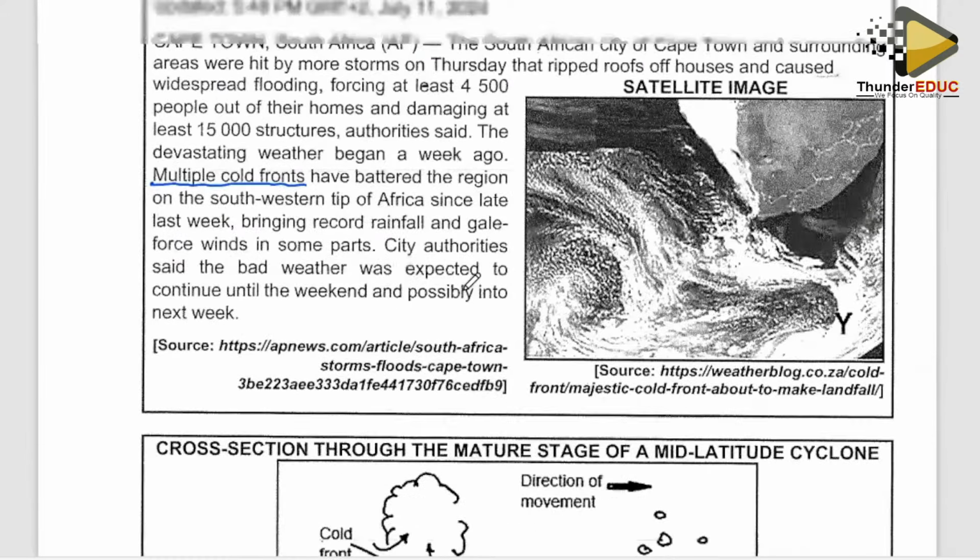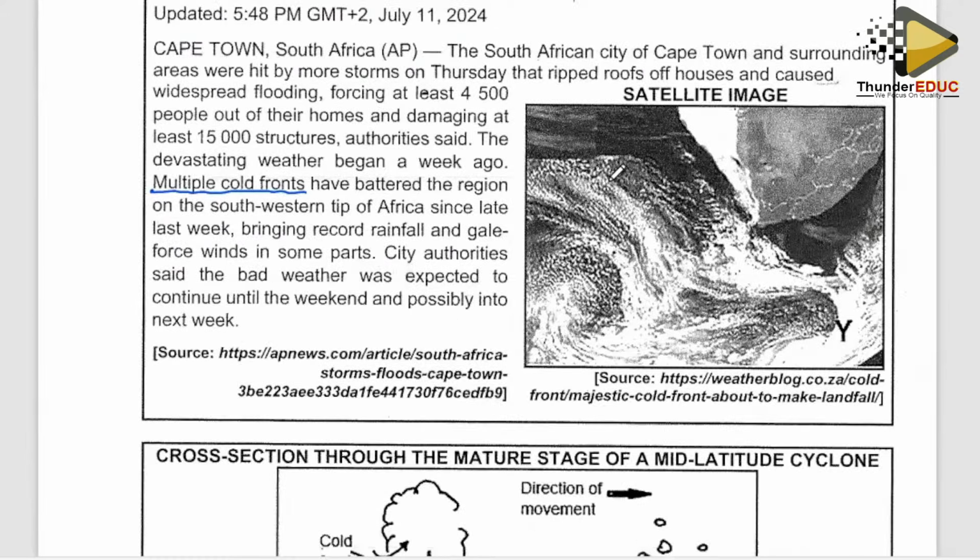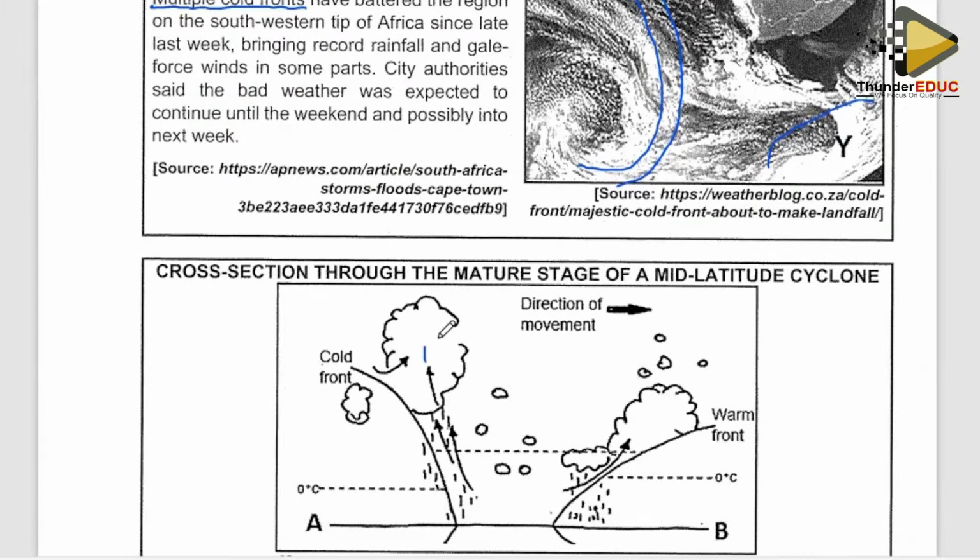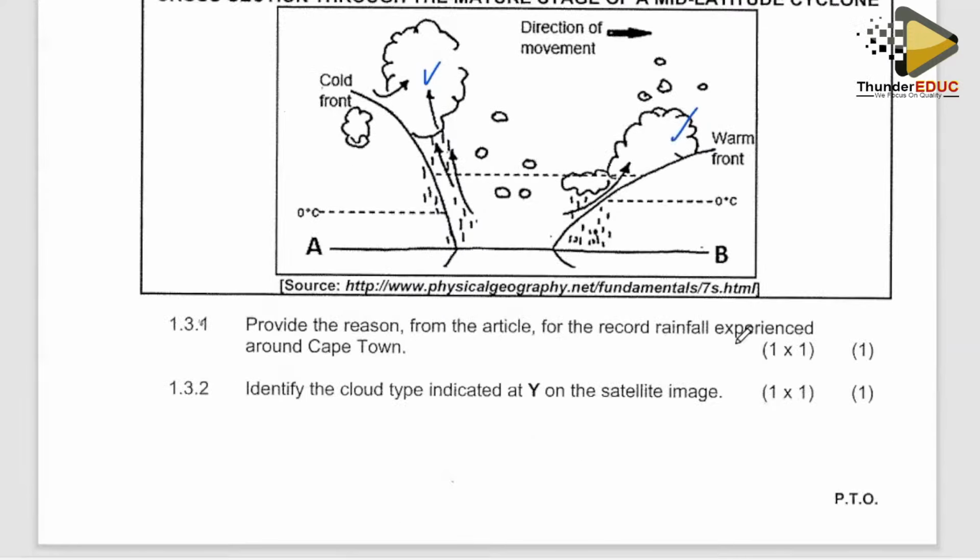We are looking at the satellite image. If we check, we have this nature of cloud here. This is the side of the cold front. You can see that tall cloud on the side of the cold front, and you have this moderate cloud here on the side of Y. This is what you are seeing here, and this is what you are seeing here. So, what kind of clouds happen to exist on the side of the warm front?